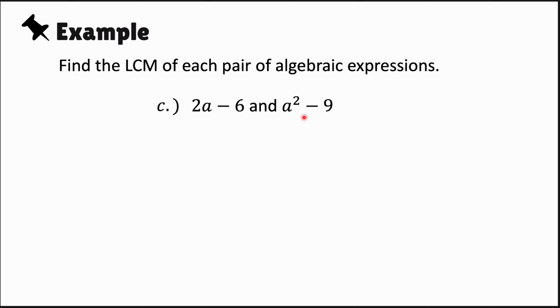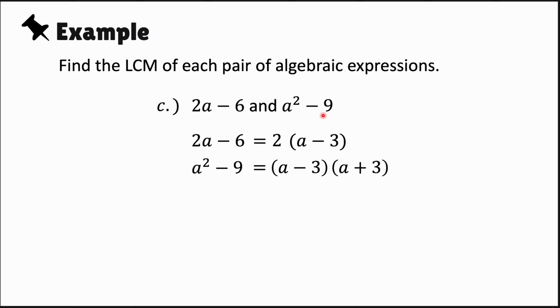Now, for this case, as long as we can factorize them, let's factorize, okay? So 2a minus 6, the common factor is 2. We can write it as 2 times a minus 3. This one is a difference of 2 squares, so that's just a minus 3, a plus 3.